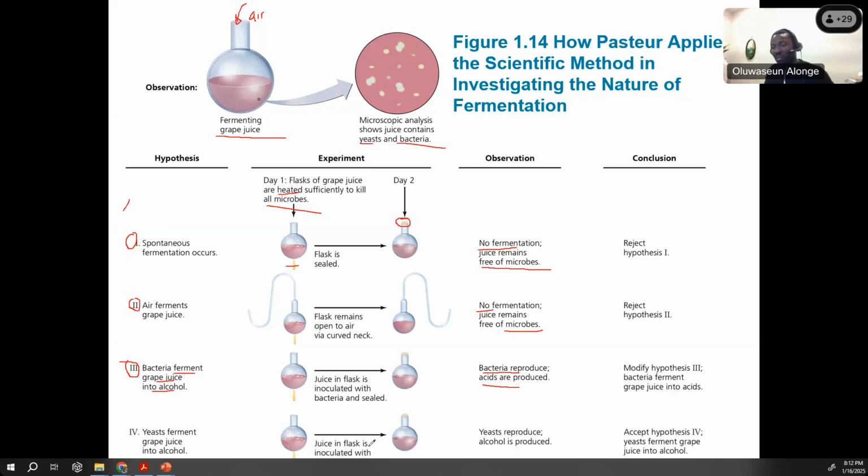Then lastly, the last hypothesis was that yeast is the one that ferments grape juice into alcohol. So he had juice in a flask inoculated with yeast instead of bacteria in this case. He put yeast in it and covered it. At the end of the day, he saw that yeast reproduced, more yeast was made, and alcohol was also produced. So he accepted that this hypothesis is correct. That was the hallmark of that experiment for Pasteur. He discovered that yeast is what is responsible for fermentation.